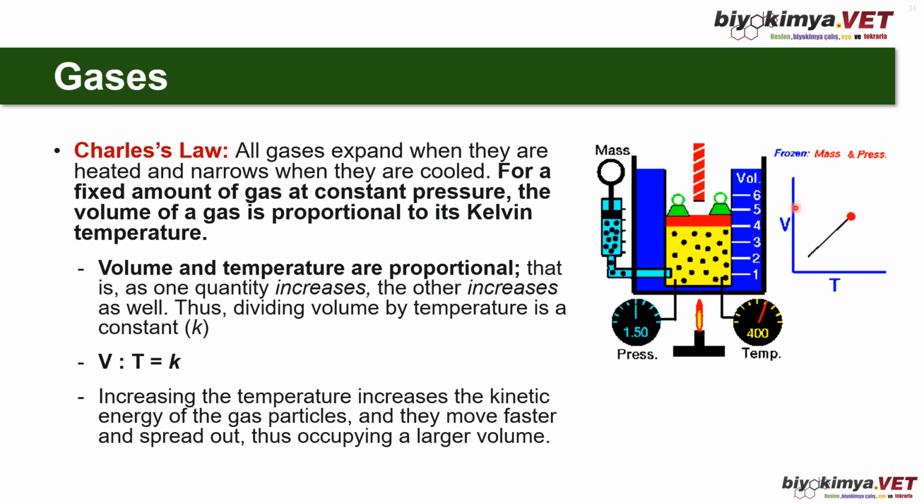Increasing the temperature increases the kinetic energy of gas particles and they move faster and spread out, thus occupying a larger volume. If you get the chance to read the instructions on a bottle of deodorant, you might have read the warning signs indicating the bottle is to be kept away from sunlight and high temperature. The answer lies in Charles' law. Under high temperatures, the air molecules inside the bottle will expand, which can lead to the bursting of the deodorant bottle.